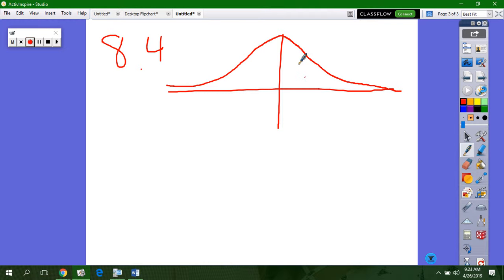Here's what a normal curve is. So first off, this is your mean, just like we talked about yesterday. And then we had standard deviations. We had your first standard deviation, your second standard deviation, and then your third standard deviation.